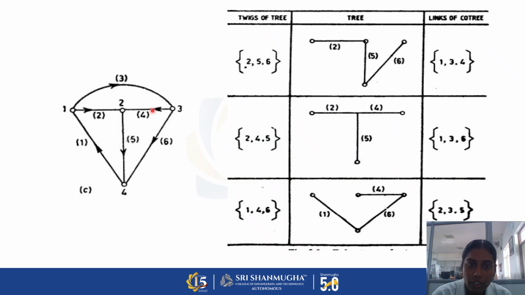Then the tree structure, when all the nodes are connected, is one kind of tree. This can also be considered a tree. This type can also be considered a tree. So the definition of a tree is that the tree should have all the nodes but does not have a closed set of branches.